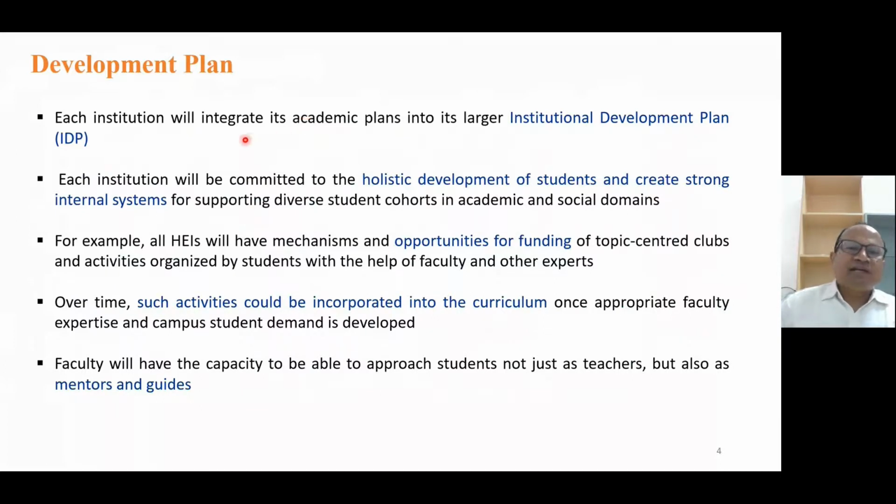So the institution will integrate its academic plan into a larger IDP called the Institutional Development Plan. Each institution will be committed to holistic development of students and create strong internal systems for supporting diverse student cohorts in academic and social domains. The institutes will have mechanisms and opportunities for funding of topic-centered clubs and activities organized by students with the help of faculty and other students. This will help them to better understand and learn the subjects and topics of relevance.